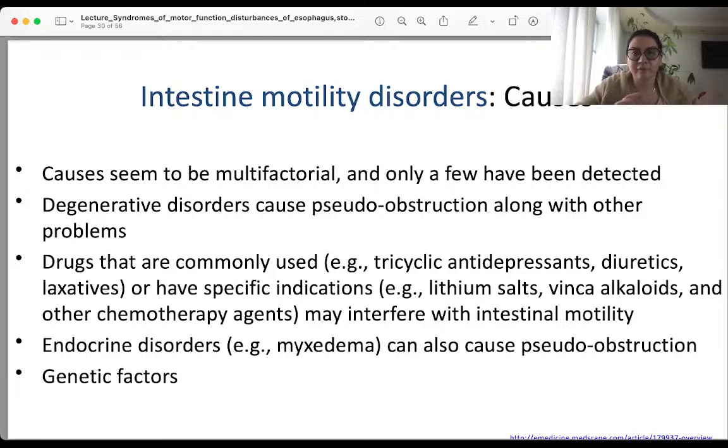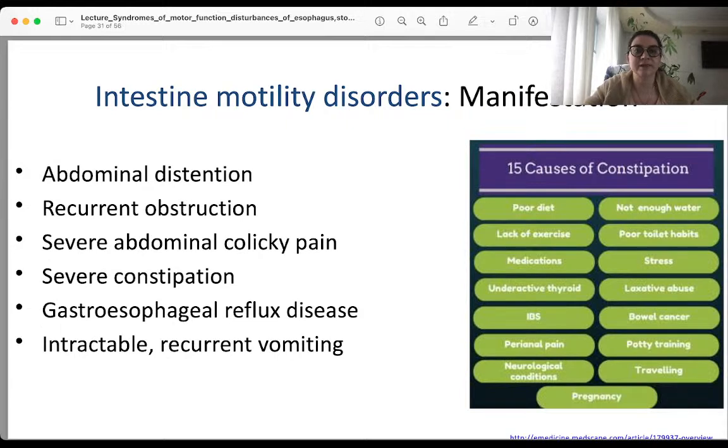They may interfere with each other with intestinal motility. Different endocrine disorders like myxedema, which most often, you remember, refers to hypothyroidism, can also cause pseudo-obstruction. And different genetic factors can be causes of motility disorders of the intestine.